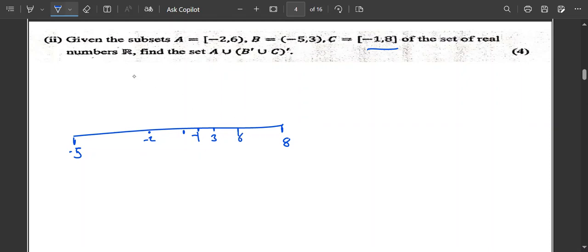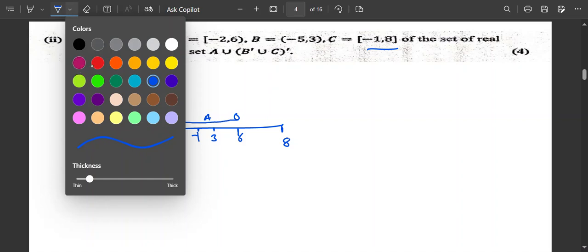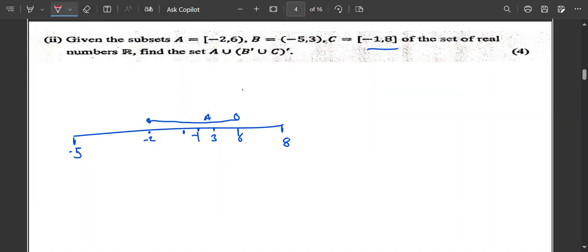Okay, so now I can say for A, I'll shade negative 2. It will be crossed like that. Then 6 will be open like that. So this is my A. Okay, so that's my A. Then what about my B? My B now will be negative 5, which is here. All right, it's also closed. Then to what? To 3. So 3 is here. So I'll shade as well.